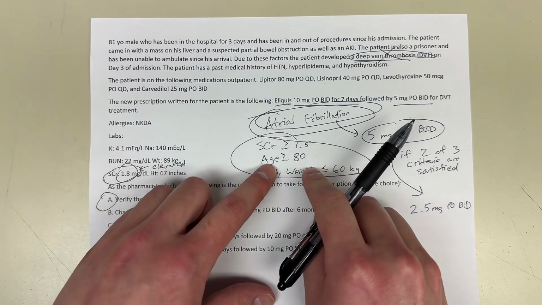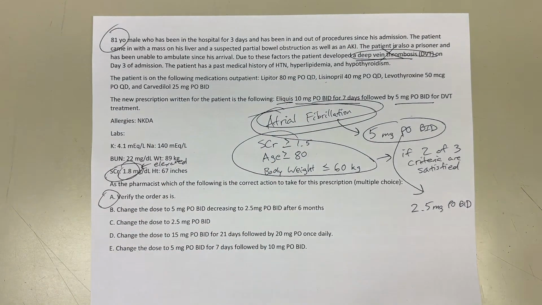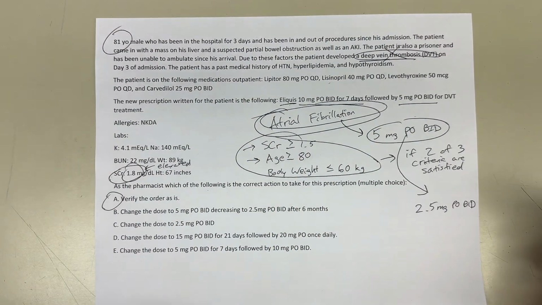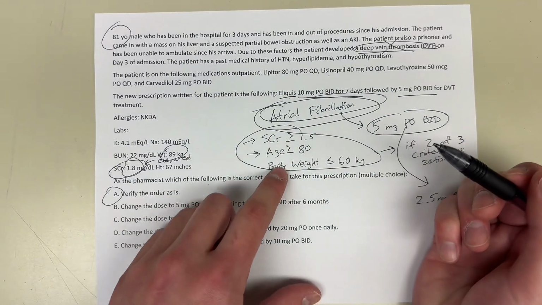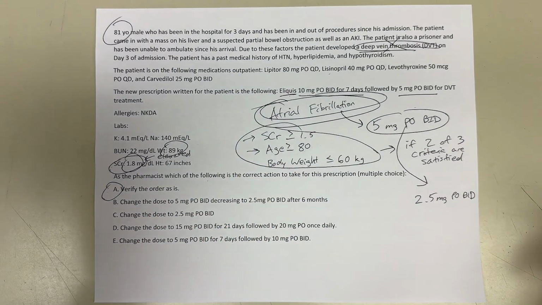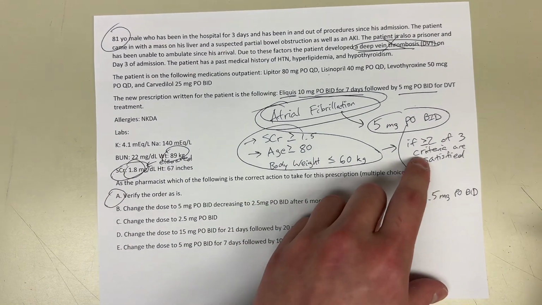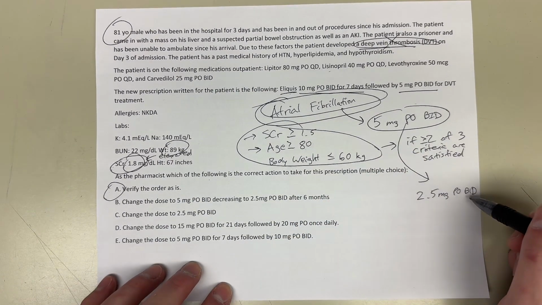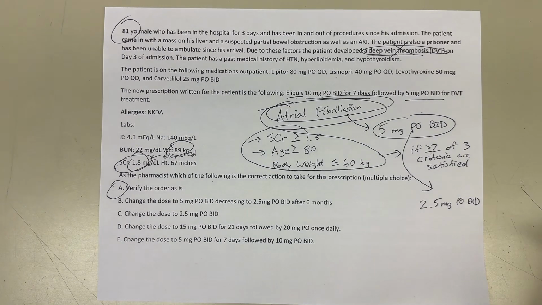And then age at least 80. This patient is 81. So if they're 80, 81, 82, 83, and so forth, anything higher, that's another criteria. So they satisfy two of these criteria. They don't satisfy the body weight, because the body weight is 89 kilograms. But it doesn't matter. If they satisfy at least two of the three criteria, then the dose for AFib is just 2.5 milligrams by mouth twice a day. So that's the trick to this question.